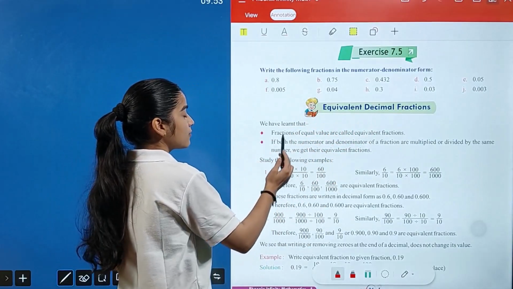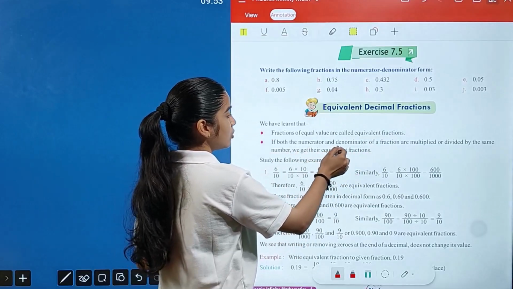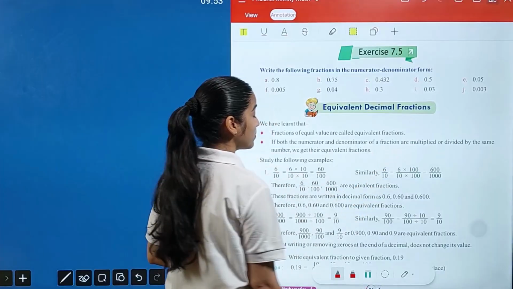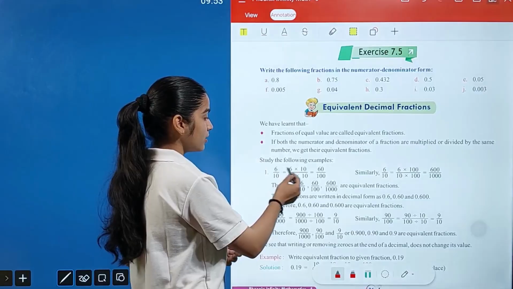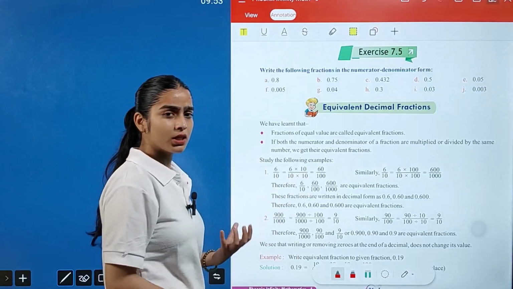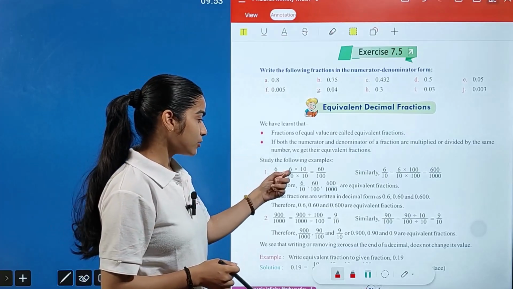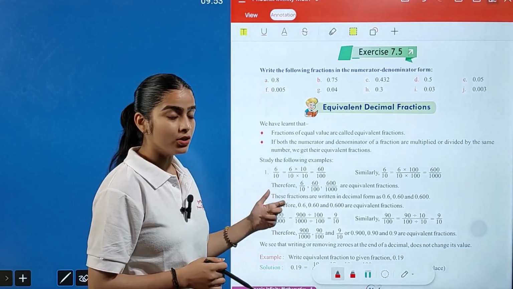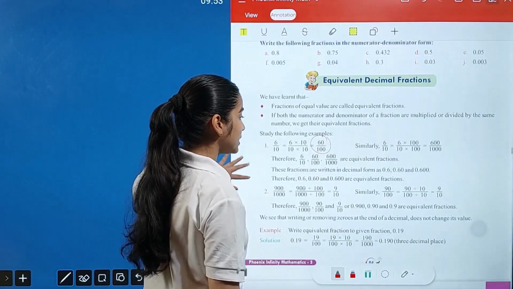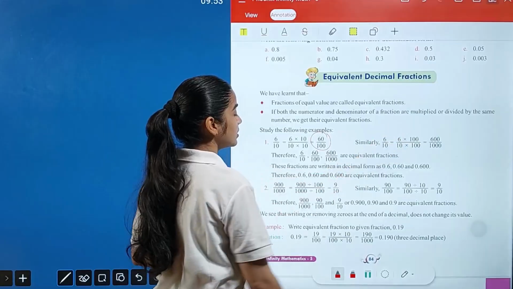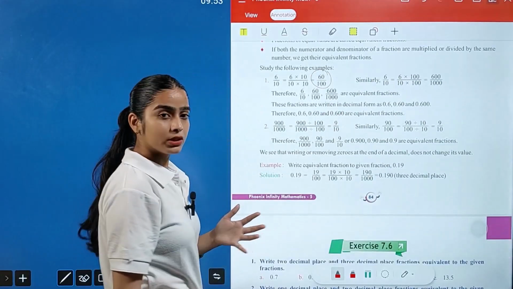Now equivalent decimal fractions. We have learned that fractions of equal value are called equivalent fractions. If both the numerator and denominator of a fraction are multiplied or divided by the same number, we get their equivalent form. So 6 upon 10, then if we multiply by a random number, it is totally up to you. You can take any random number. You have to multiply that particular number with your numerator as well as your denominator. So 6 upon 100 is your answer. Then if you multiply 6 upon 10 with 100, so 600 upon 1000 is your answer. So in the same way you can do it for the decimal as well.